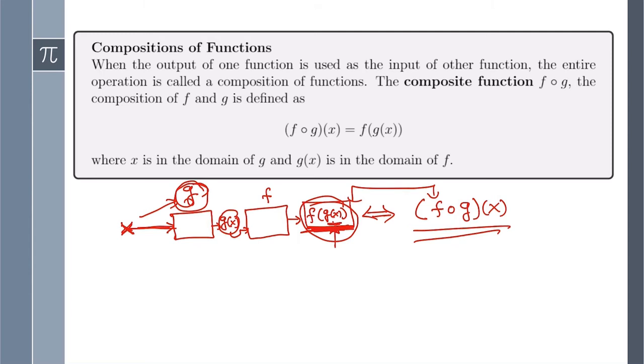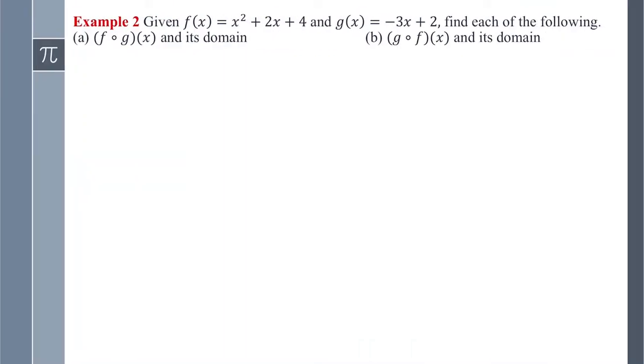Okay, so let's look at some examples. So the first one, we are asked to find the composition of f and g, and then the domain. Okay, so we have f of x equals x squared plus 2x plus 4, and g of x equals negative 3x plus 2. So I usually like to write this in the other notation. So we have the composition of f and g, so I'll write f of g of x. So always the second function here is the inside function.